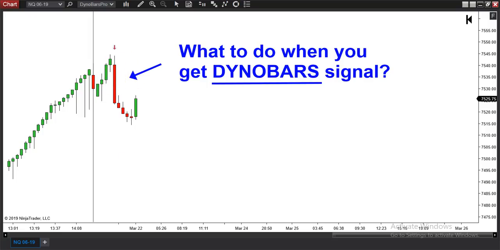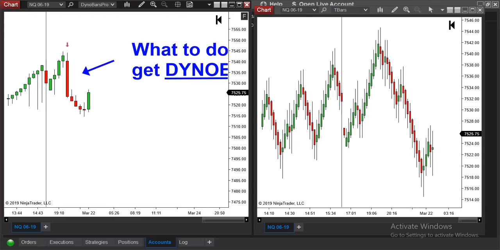Well, the first thing we do is we want to get to a side-by-side view so that your chart setup looks like this. You know what I'm saying? To be successful at trading, you're going to need to have a top-down approach. And that's essentially what the dyno bars and the T-bars does, right?